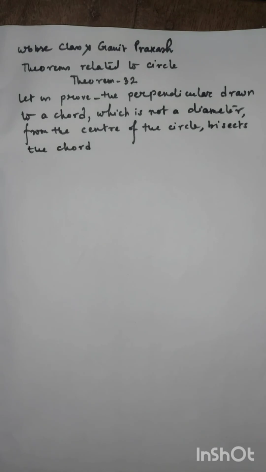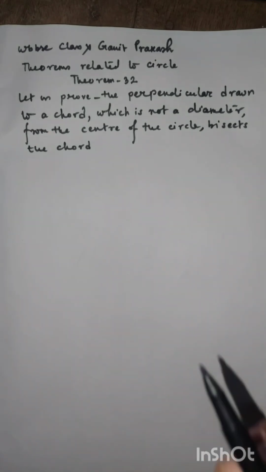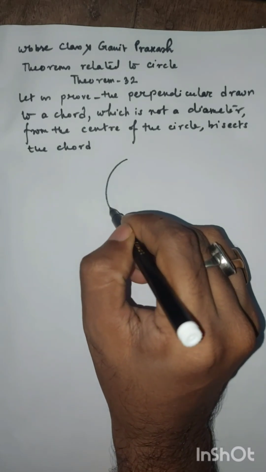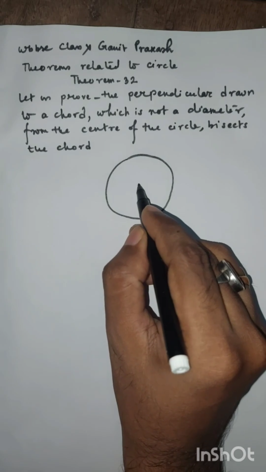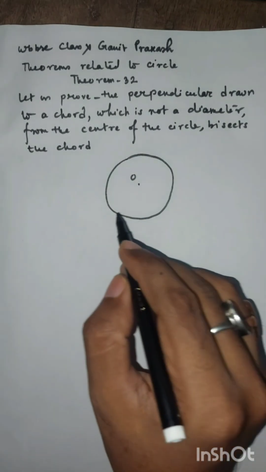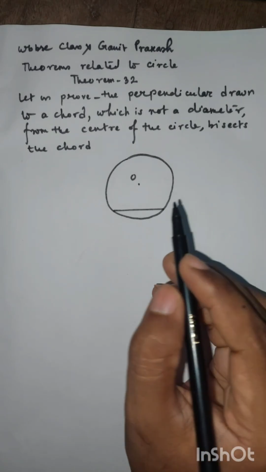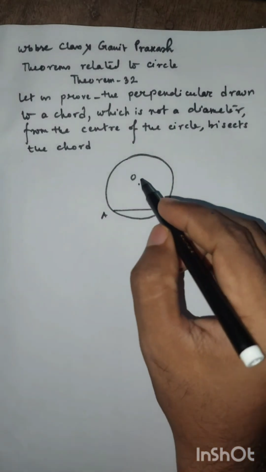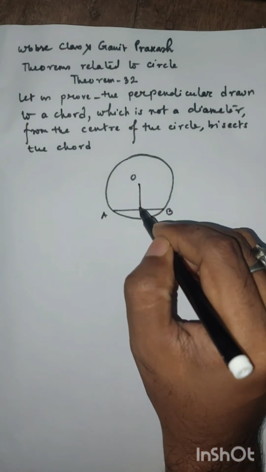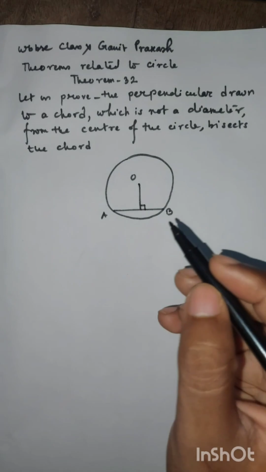The perpendicular drawn to a chord which is not a diameter from the center of the circle bisects the chord. This is what we need to prove. Let this be the center and this a chord, and this is a perpendicular AD.